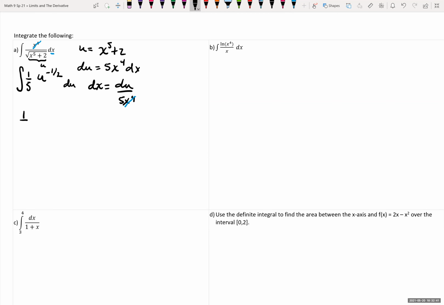So pull the 1/5 out, and then we're going to add 1 to our exponent. So negative 1/2 plus 2/2 is 1/2. Divide by that new exponent, which, as a fraction, is the same thing as multiplying by the reciprocal of 2 over 1. And then we have this plus c, and we're going to go back in and substitute in what u is. And so we have 2/5 square root, because that 1/2 power is the square root, of u, which is x to the 5th plus 2, and then a plus c.